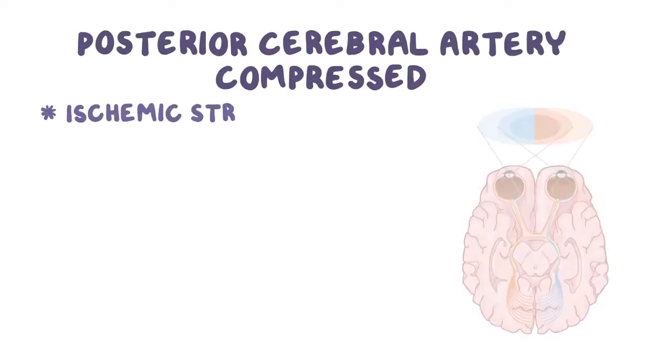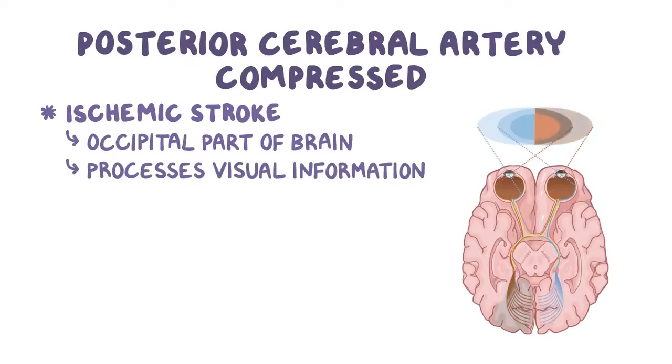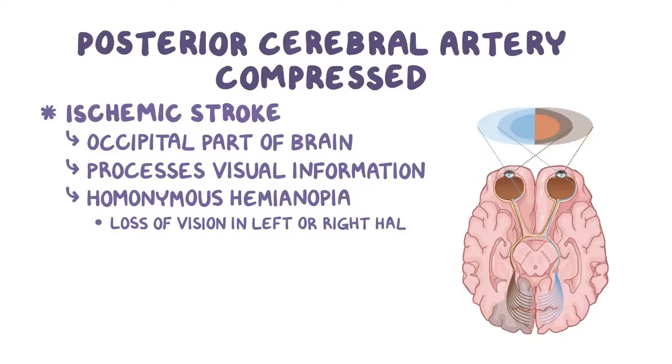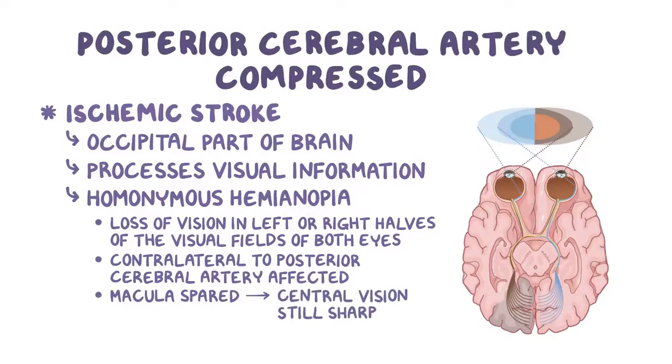The posterior cerebral artery can also be compressed, which results in ischemic stroke of the occipital part of the brain, which is responsible for processing of visual information. This leads to homonymous hemianopia, which is a loss of vision in either the left or right halves of the visual field of both eyes. The vision is lost in halves that are contralateral to the posterior cerebral artery that is affected. Although there is a partial loss of vision, macular function is spared, meaning that the central vision is still sharp and detailed. This is because the part of the occipital lobe in charge of the macula gets blood from both the posterior cerebral artery as well as the middle cerebral artery.